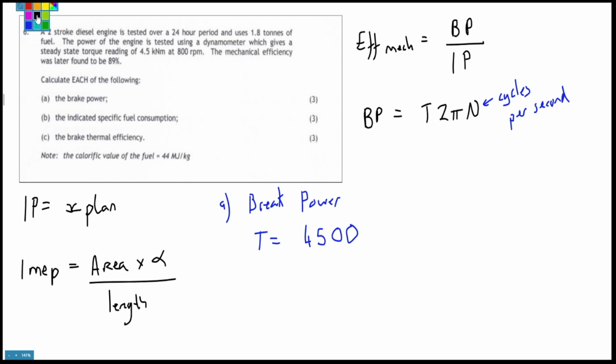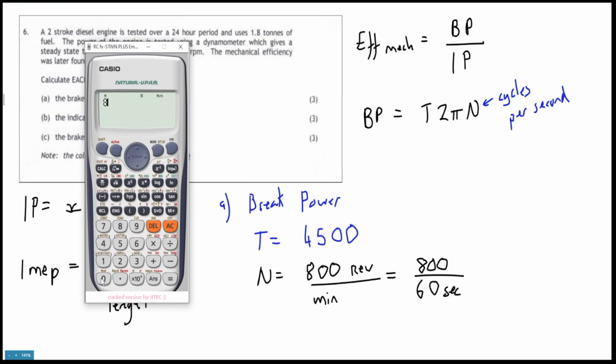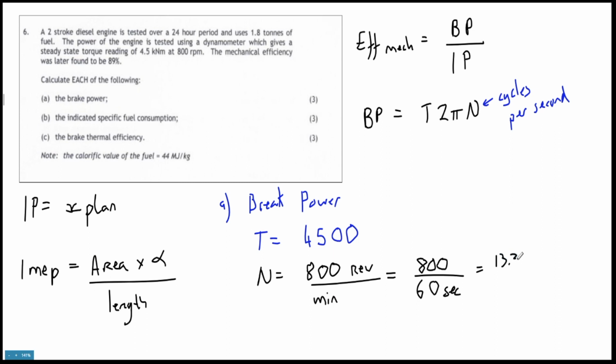Now this n, cycles per second, that's a little bit more complicated. N is the number of cycles per second. They've given us 800, and they always give it in revolutions per minute. So it's 800 revolutions per minute, and 1 minute is 60 seconds. We can simplify this by dividing by 60 above and below. It's effectively just doing 800 divided by 60, to get 13.33333. So this is 13.33333 revolutions every second.